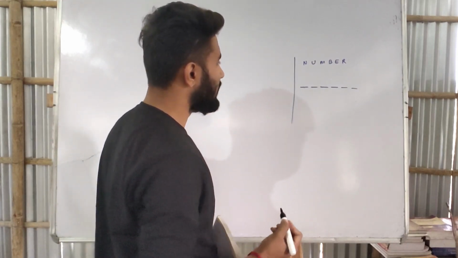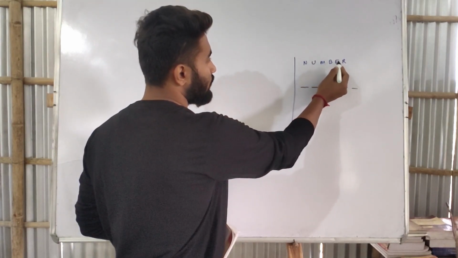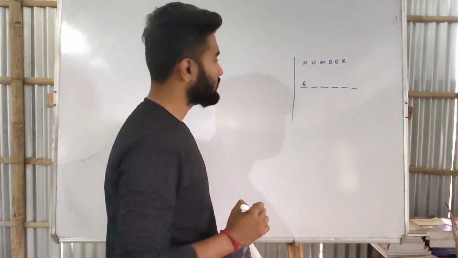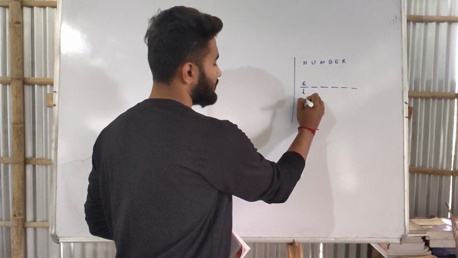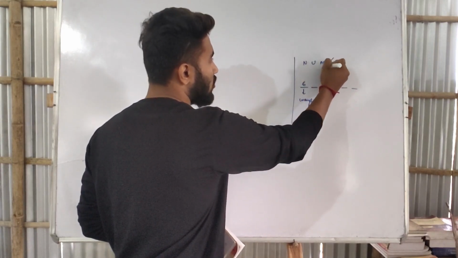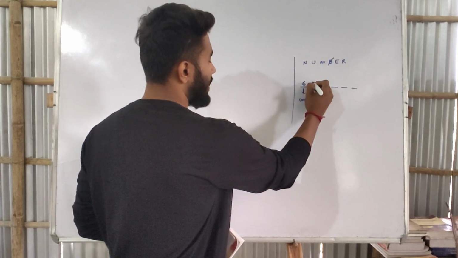So how many ways can I fill this first place? 1, 2, 3, 4, 5, 6. I have 6 options, so I can fill it in 6 ways. Next one, since there is no repetition, I think it's very easy to understand. One gone, any one I filled. So 5 ways.